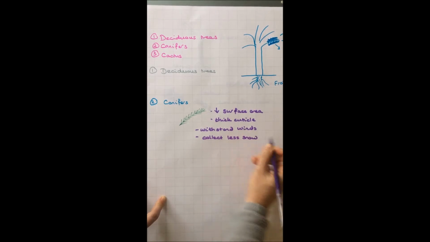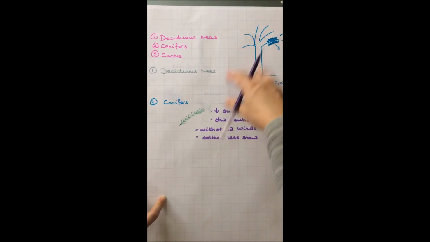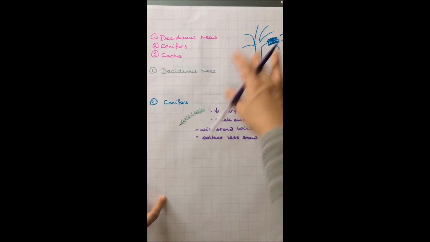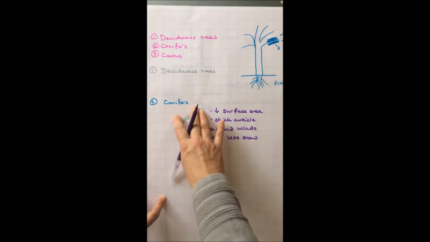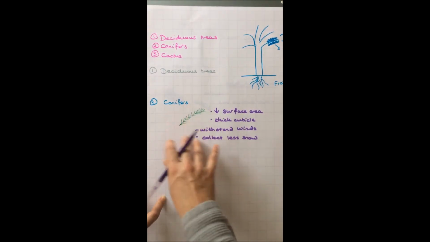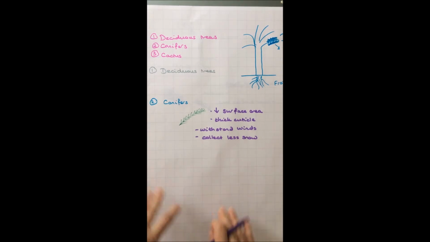Again, with this tree, if you had an enormous amount of leaves on that tree and the leaves have got a large surface area, as the snow fell, it would fall onto those leaves and it would cause branches to crack and for it to bend over. Here, a lot of the snow will pass through the pine needles.